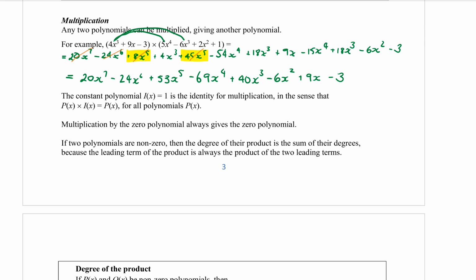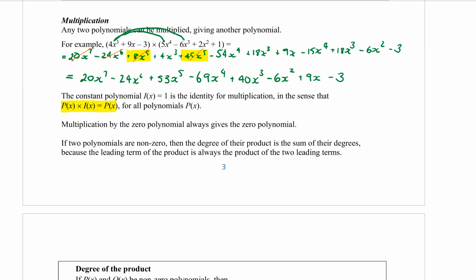The constant polynomial I of x is equal to 1. So this is called the identity for multiplication in the sense that p of x times I of x is equal to p of x. So they're calling I of x the constant polynomial, not just any constant though, equal to 1. So any polynomial times 1 is going to be equal to the original polynomial. So another property in there. Multiplying by 0 is always going to give you 0 as well.